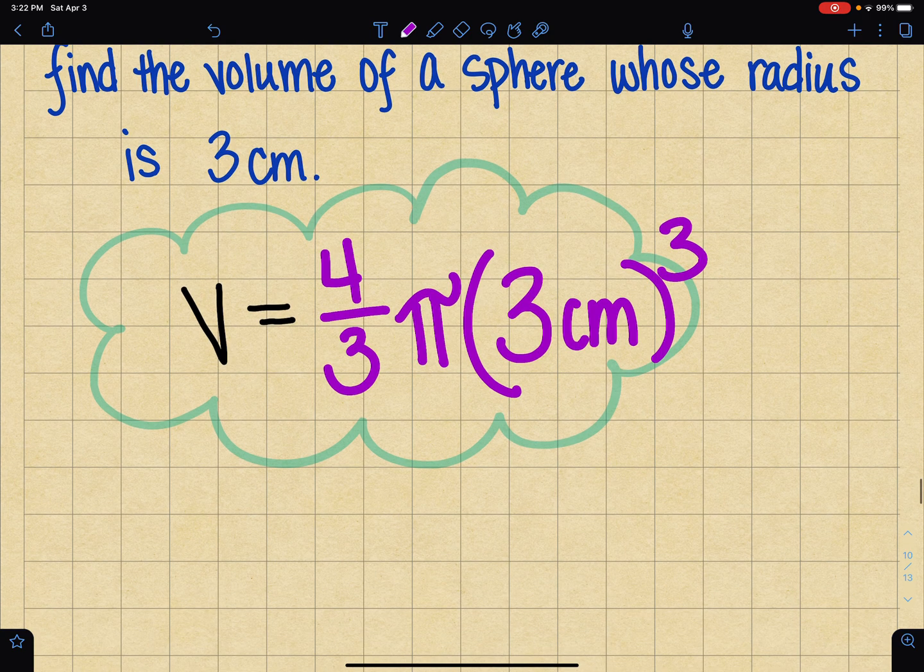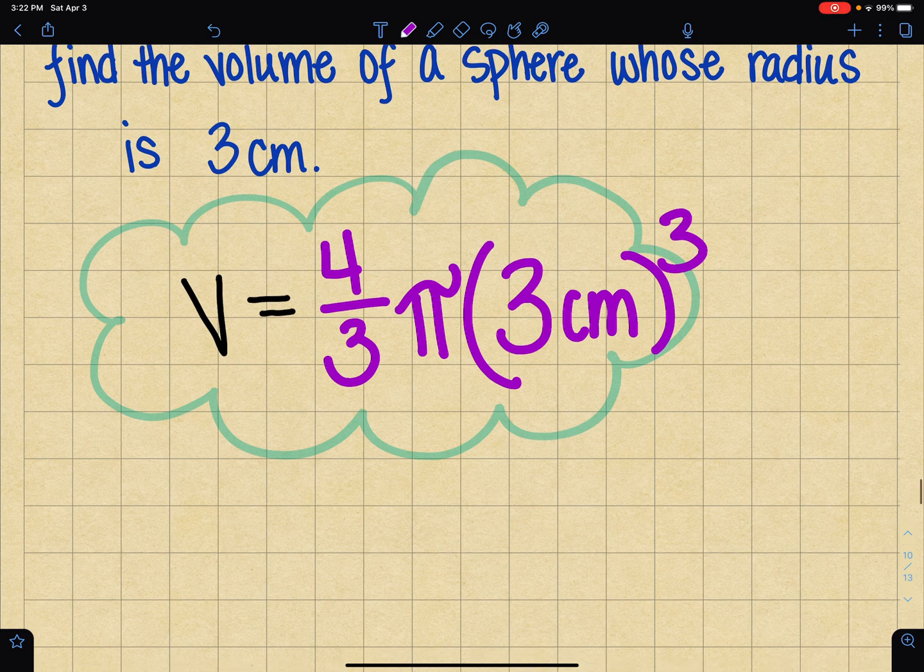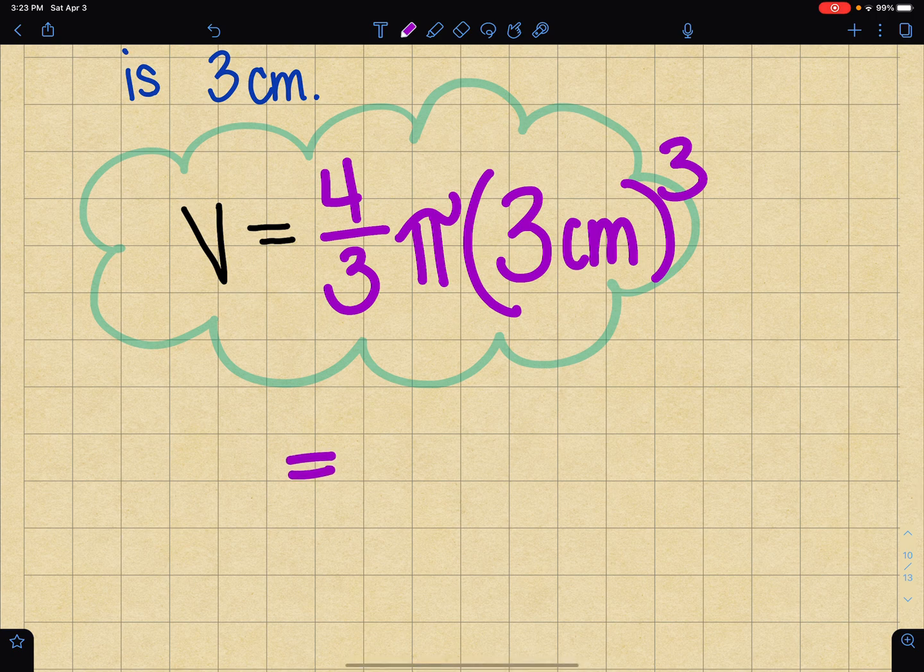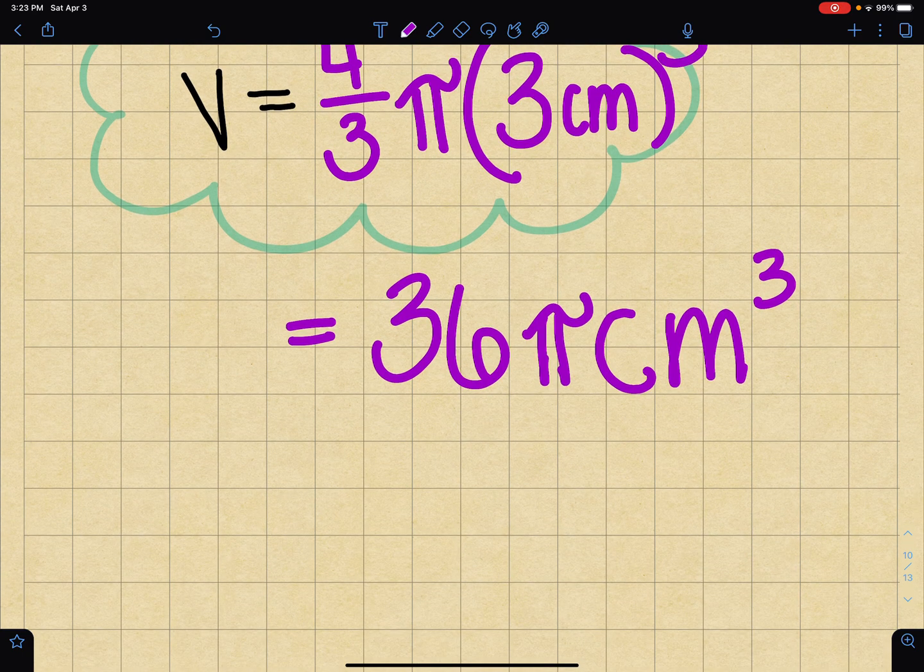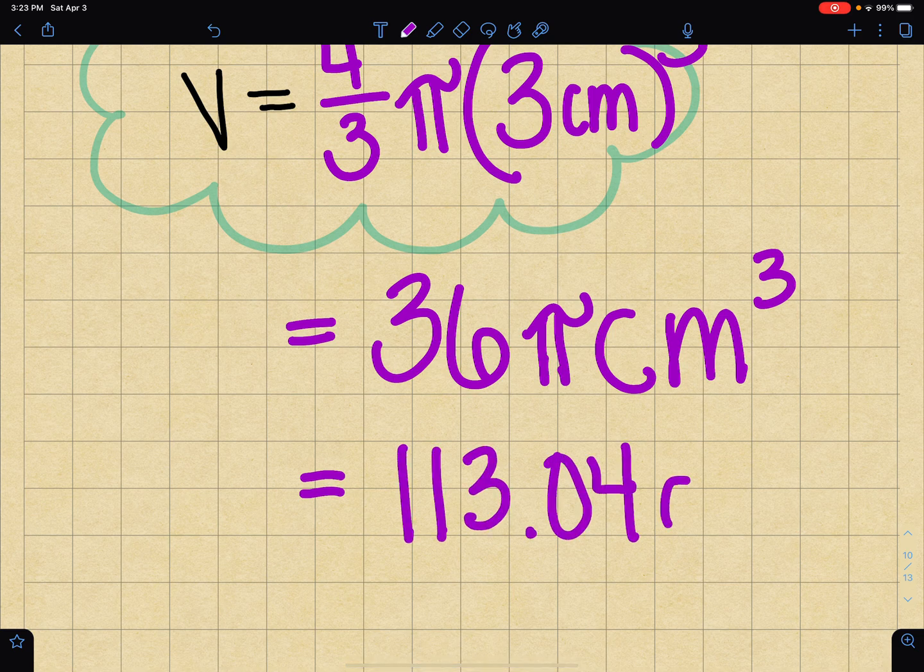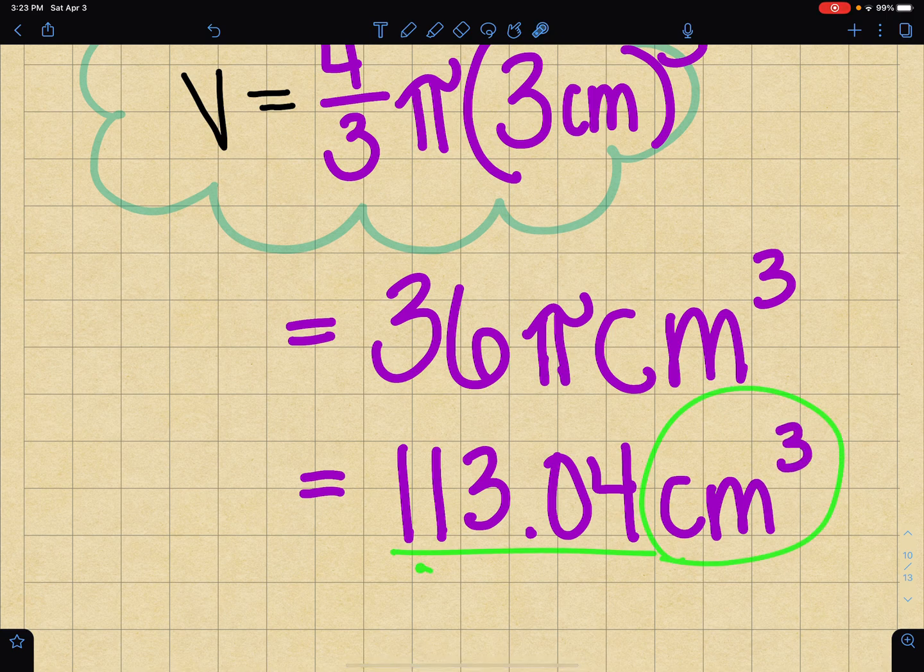Okay, so now 3 times 3 times 3 times 4/3. If you do the math on that, this simplifies to 36 pi centimeters cubed. 36 times 3.14 is going to be 113.04 centimeters cubed. So this is your units, and this is what you got.